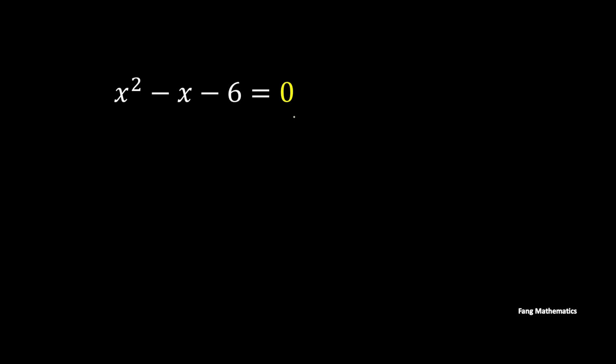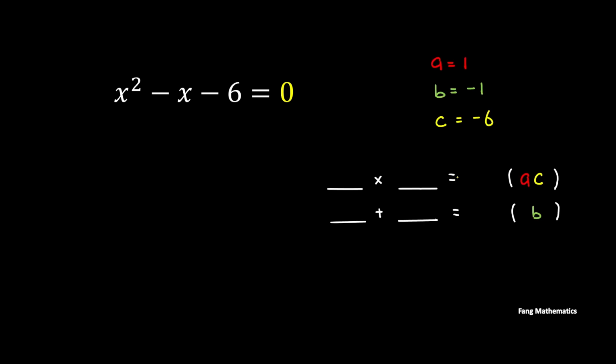Moving on, let's look at this question where your right-hand side is a 0, whereas your left-hand side is in its expanded form. It's not yet factorized, so the first step is to factorize that and then apply the Null Factor Law. Let's first determine a, b, and c, and we are going to create a box where the product of two numbers will give you ac, in this case 1 times minus 6. So I believe this should be minus 6. And the sum of two numbers should give you b, in this case minus 1.